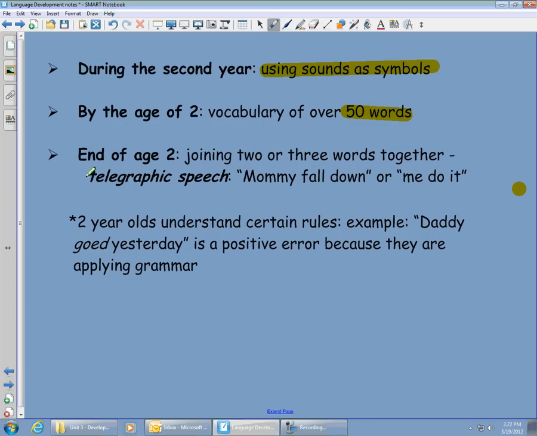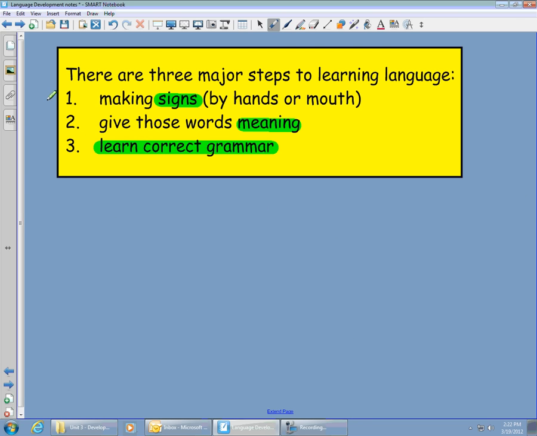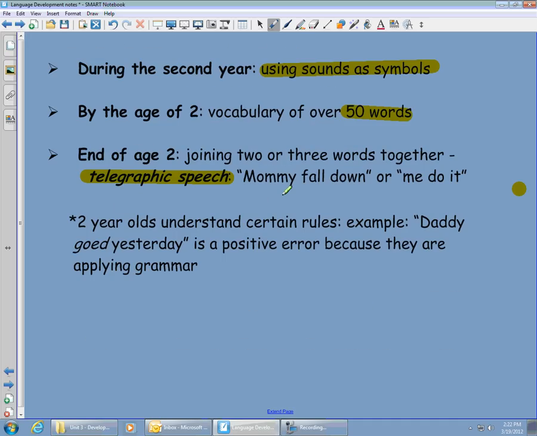Key concept right here, telegraphic speech. By the end of age 2, children start combining some of the words that they know into very short little sentences. This is called telegraphic speech, and it's interesting because generally you understand what they're saying even though the grammar is all wrong. So if we go back, they're still working on learning the grammar and haven't come close to learning all of those rules, but they do start to understand that, oh, people are stringing these words together into statements. So mommy fall down or me do it, those are good mistakes because you understand, oh, they're starting to figure this language thing out.